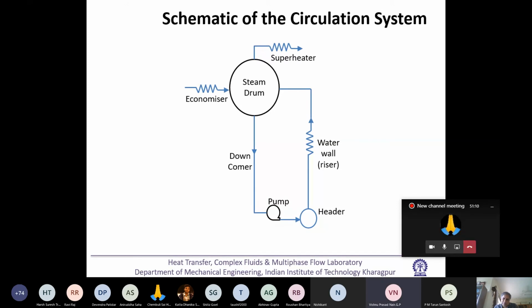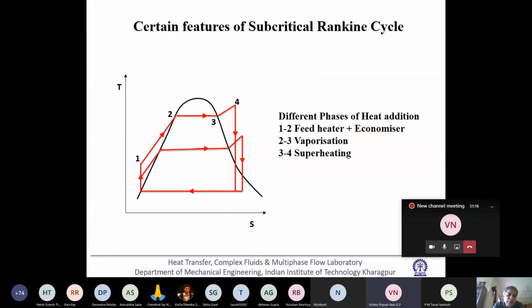On the TS diagram, after the pump, the liquid is heated. Let's say up to this point it is by the feed water heater. The feed water heater steam comes from the bleeding of turbine, and the condensate comes from the condenser, then is pumped. You have to correlate things. I understand there are so many things. So, bleeding of turbine.